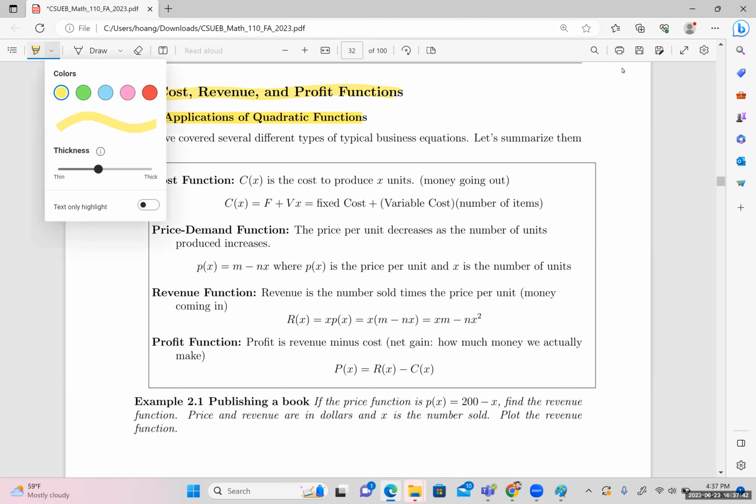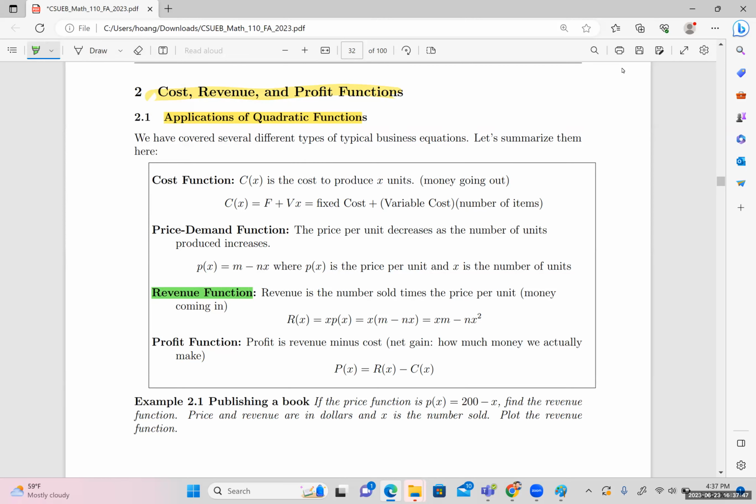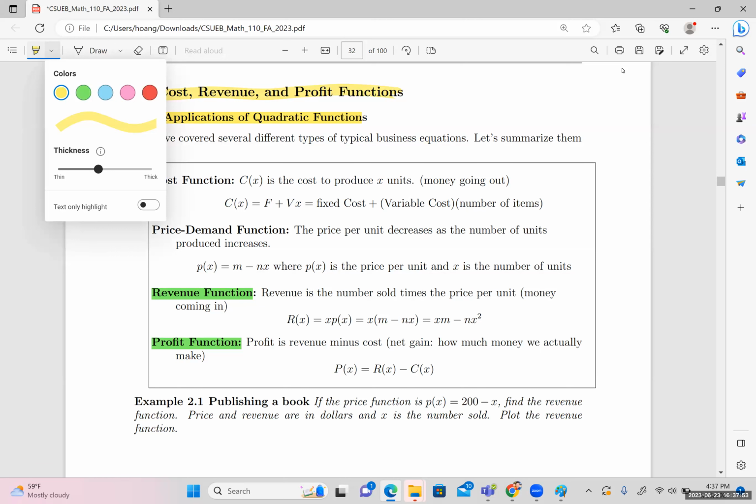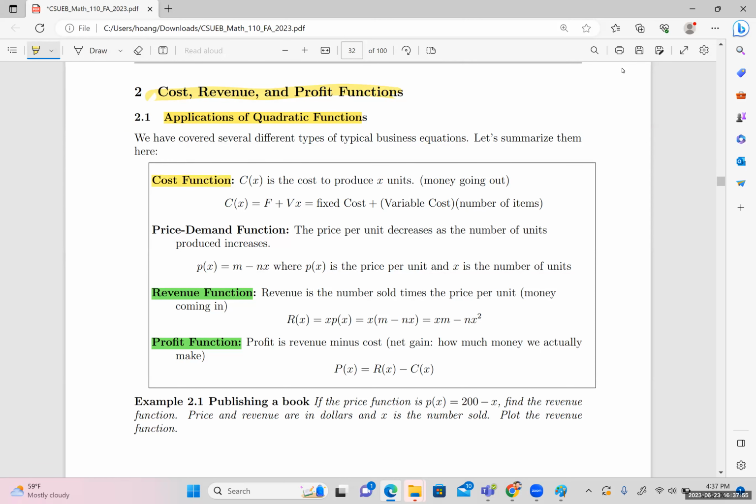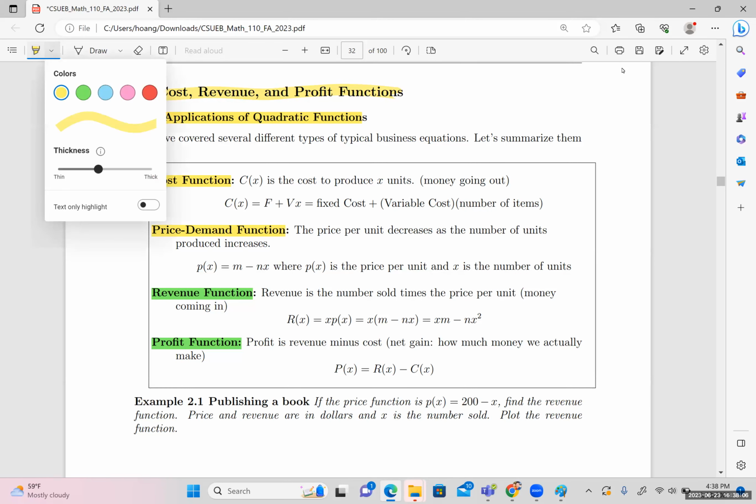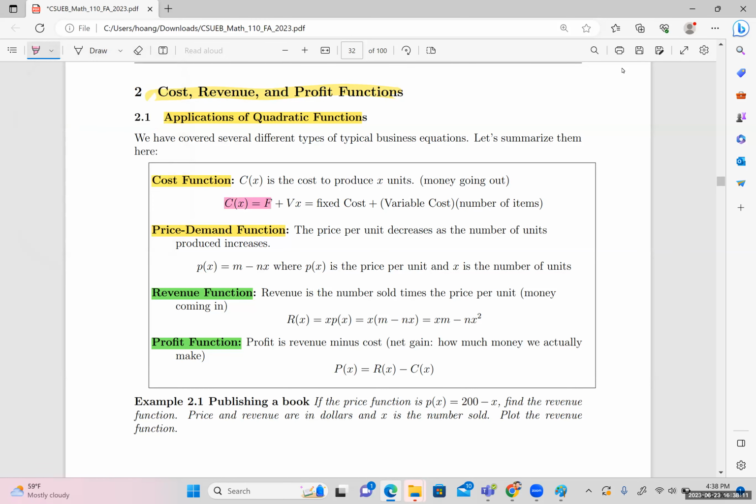We will focus on revenue functions and profit functions. We did learn about the cost functions and price demand functions in the first chapter a lot, right? As you remember, the cost function is made by fixed cost plus the variable cost multiplied by the number of items, which is x.